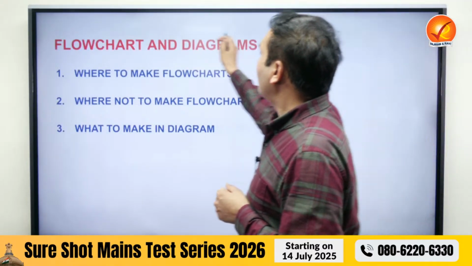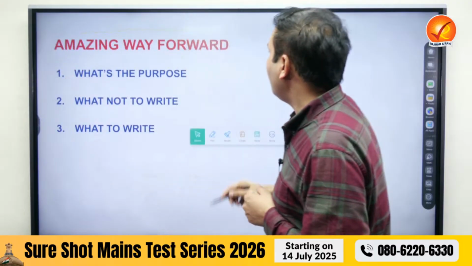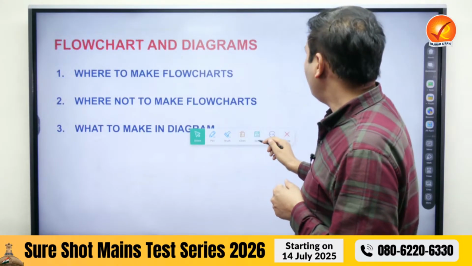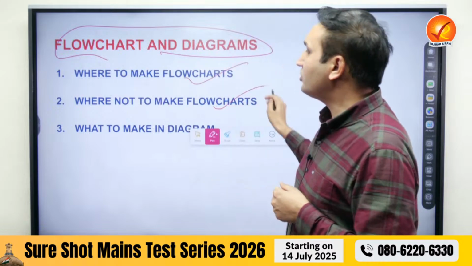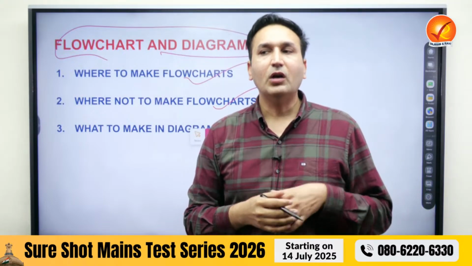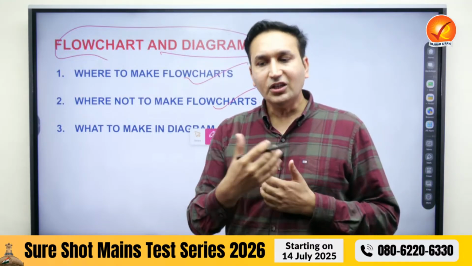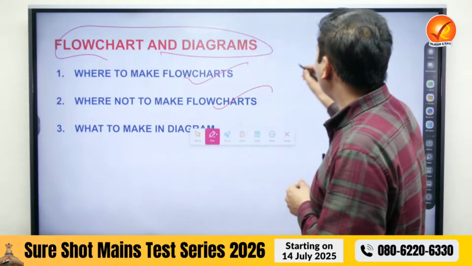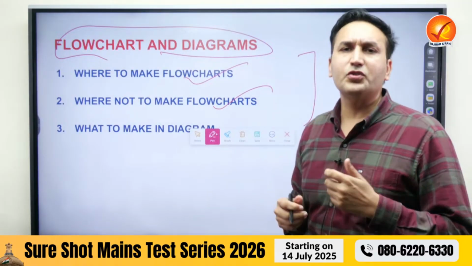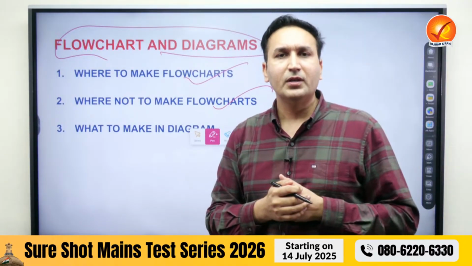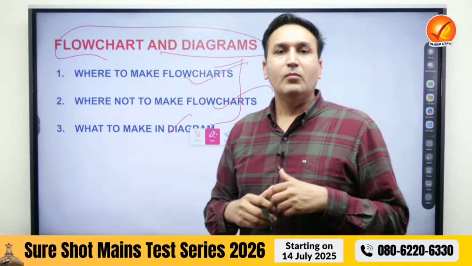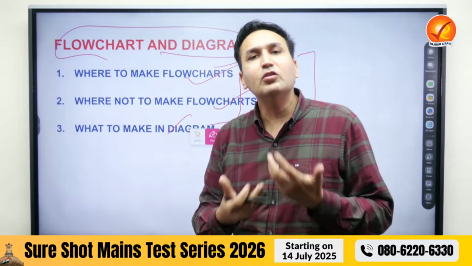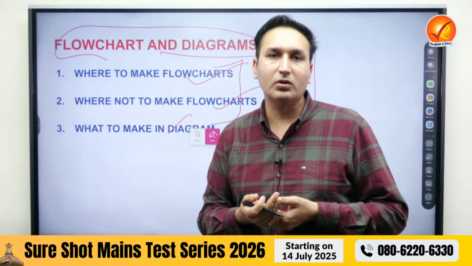Now flowcharts and diagrams. This again is a very important area. Where to make flowcharts, where not to make flowcharts. Now this is a debated topic. In many toppers' copies, you will see that in every part, literally every part, they have made a flowchart. So this is a debated area, and sometimes you wonder, I cannot make a flowchart, will I get good marks or not?